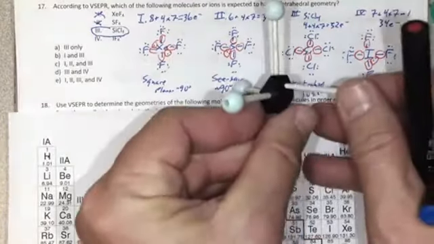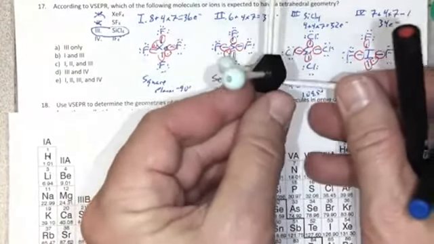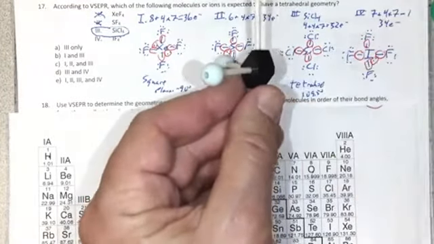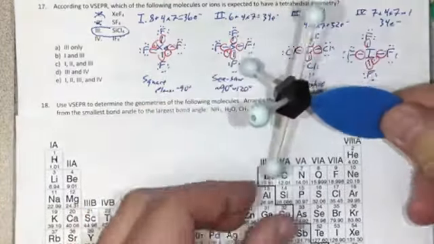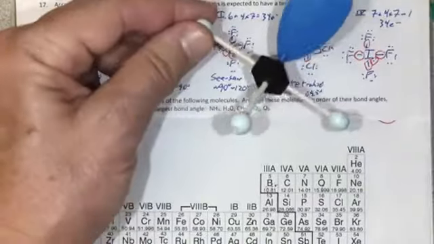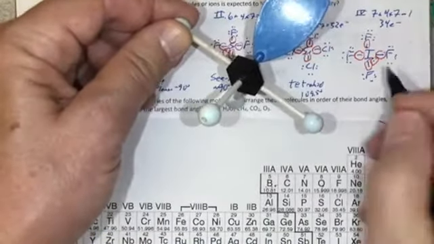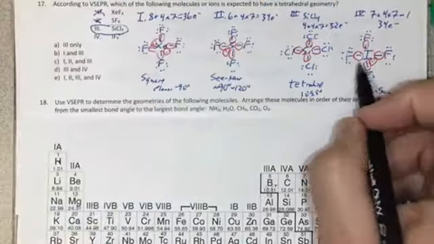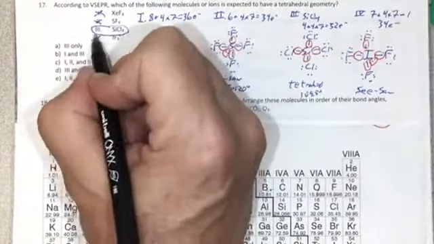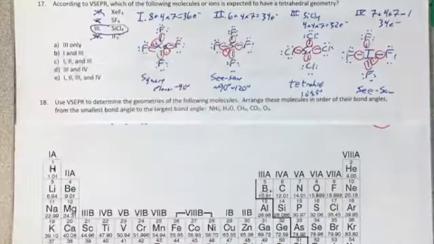Trigonal bipyramidal. So here we have the trigonal bipyramidal shape, but we pull one of these atoms off and replace it with a pair of electrons. Remember to do that at the equatorial position. And so this is another seesaw molecule. This is a seesaw. So the only one of these that's tetrahedral is choice Roman numeral 3. Okay, so the correct answer is choice A.